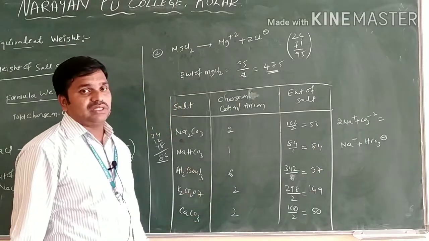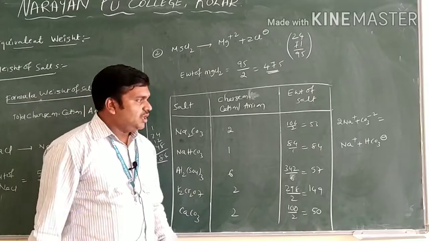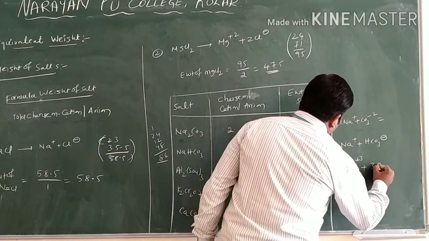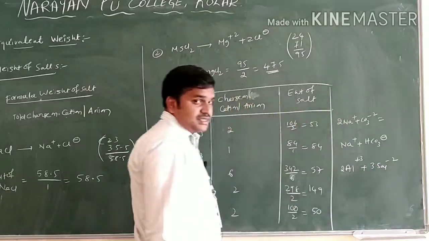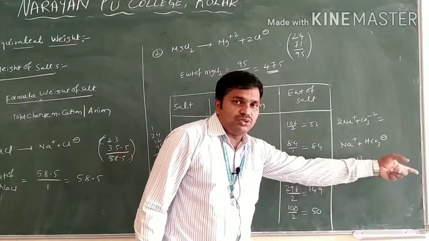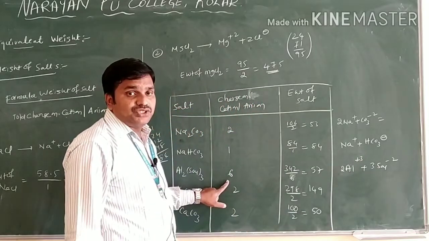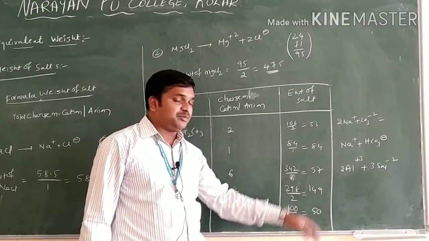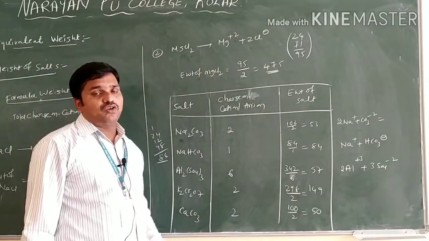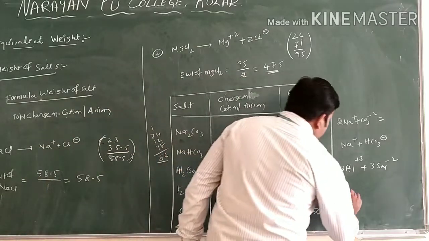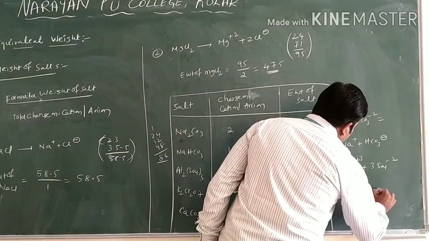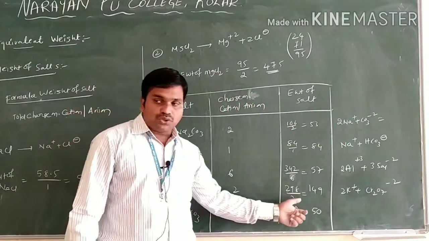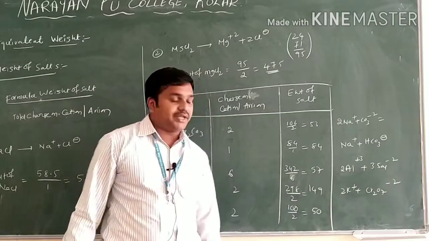You can find out the molecular weight. Aluminium sulfate. Aluminium sulfate dissociates into 2Al plus 3 and 3SO4 minus 2. This is 2 into 3, 6, or 3 into 2, 6. What is the total charge on the positive cation or negative ion? 6 only. Its molecular weight is 342. That means 57 you will get. Potassium dichromate we have. Potassium dichromate dissociates into 2K plus and Cr2O7 minus 2. The charge of the cation is 2 only. So 298 by 2, that is equal to 149.